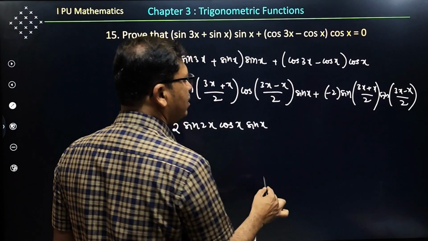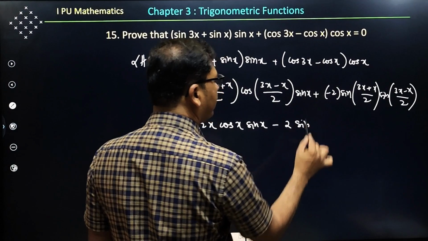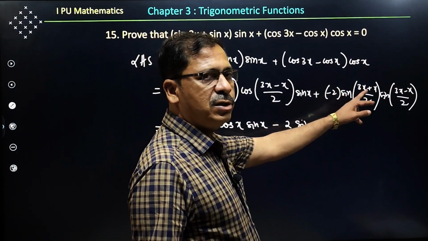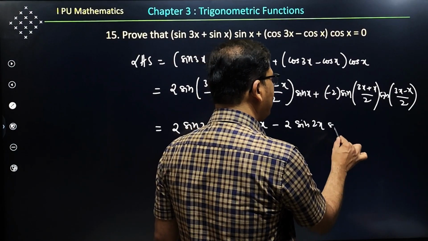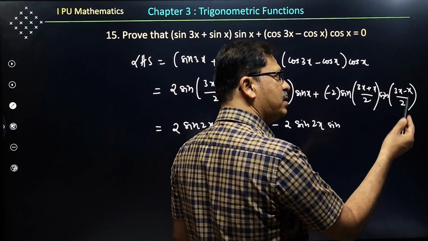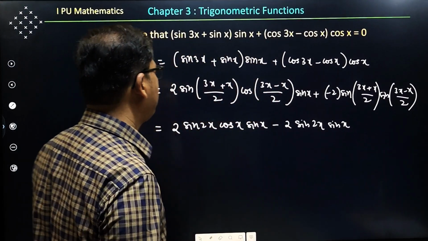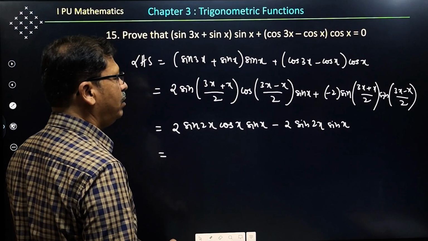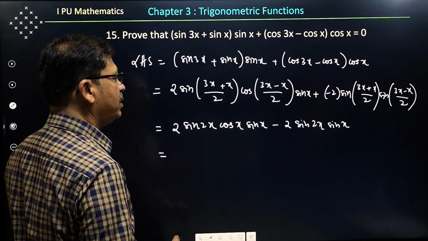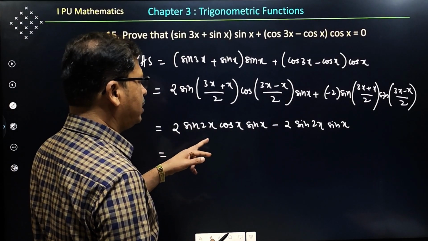Into sin x. Plus into minus minus, 2 write as it is. Into sin of, see, 3x plus x is 4x. 4 by 2 is 2 only. So this is 2x. Into sin of 3x minus x is 2x. 2 cancels, only x remains. This is equal to 2 sin 2x cos x.